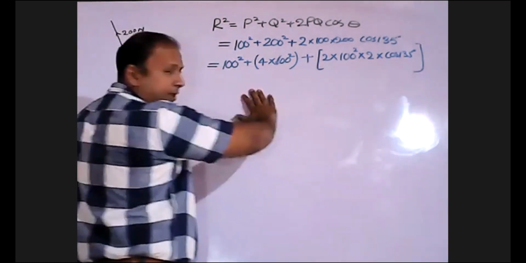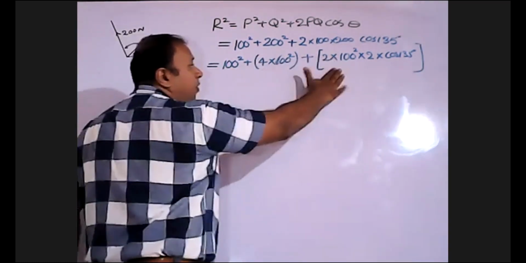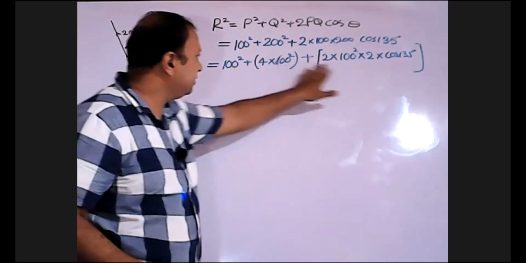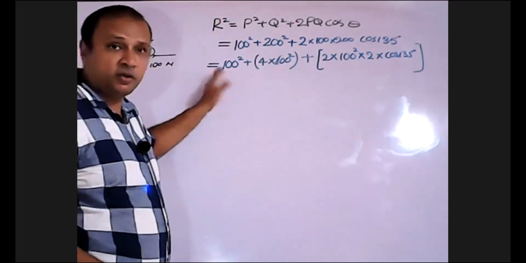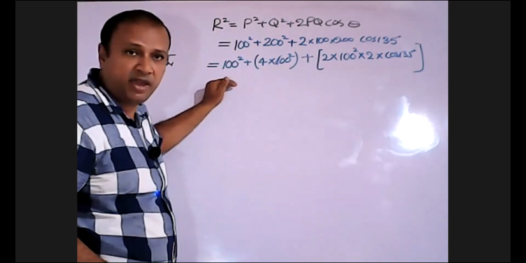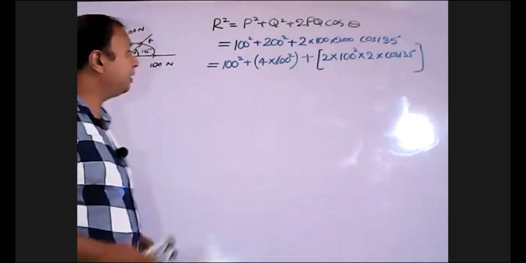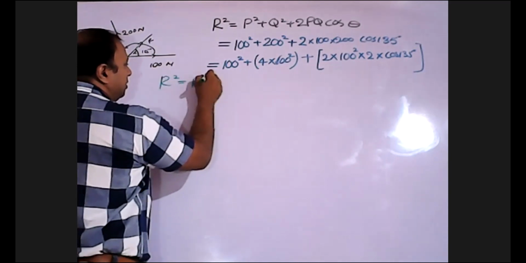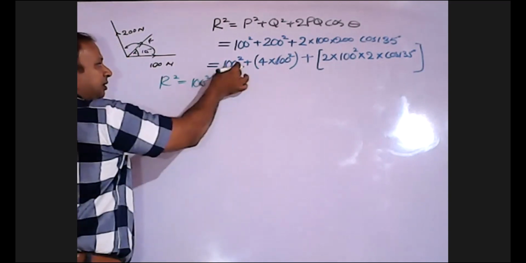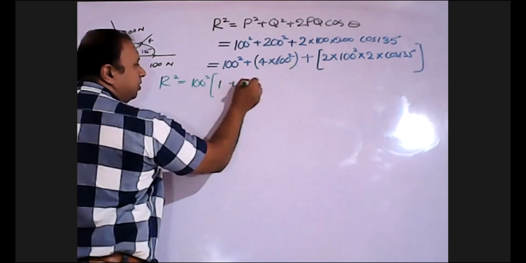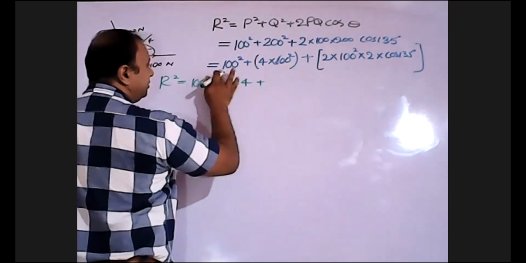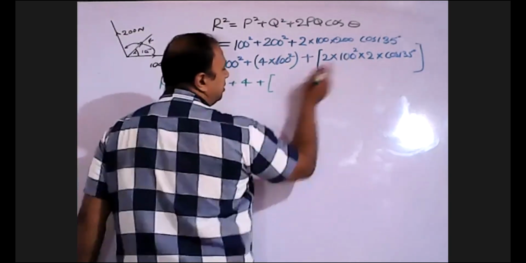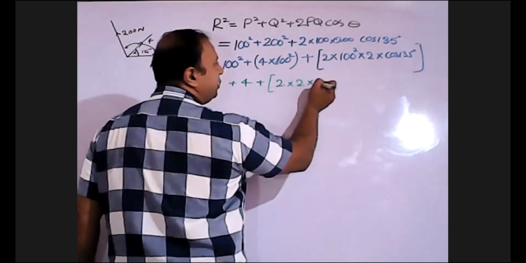Then you can see 100 squared is common for each and every term. There are 3 terms in this expression. This is the first, this is the second, this is the third. For each and every term, 100 squared is a common factor. So you can take it out. Okay. So if you take it out, R squared is equal to 100 squared, this becomes 1, this becomes 4, then this becomes 2 times 2 into cos 135.